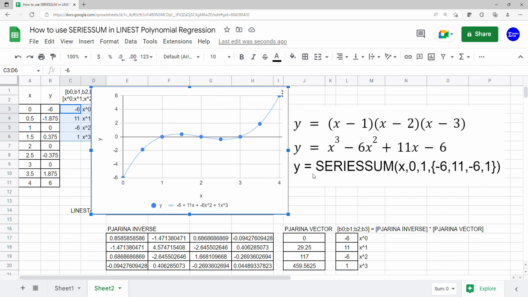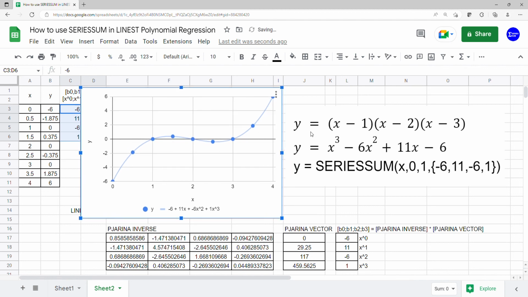This completes the use of SERIESSUM in the LINEST polynomial regression of this polynomial y equals x cubed minus 6x squared plus 11x minus 6.